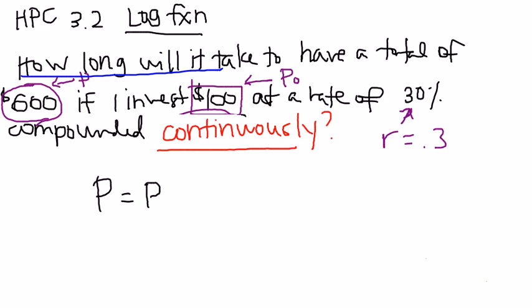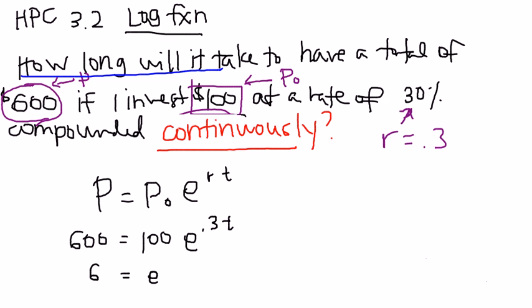So if we plug everything in here, I still want to end up with 600. I start off with 100. My e is just a constant. My r is 0.3, but now I want to solve for t. So same thing, let's just solve for t. Divide by 100 on both sides. So we have 6 is equal to e to the 0.3t. Oh, but hey, I have something bad happening. T is still in my exponent.